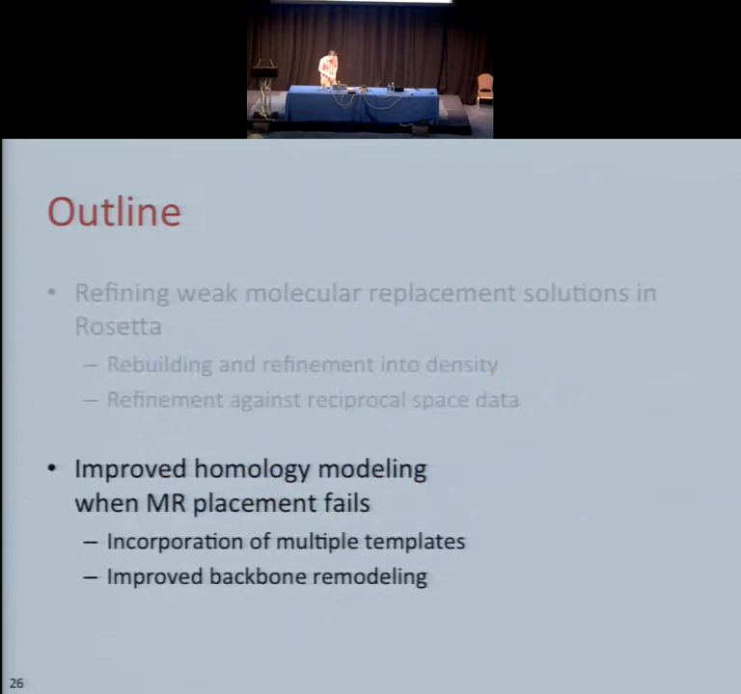Okay, and so then the second part of my talk, I'm going to talk about cases where the initial molecular replacement search fails. And so here, I'm going to talk about ways that we've improved homology modeling in Rosetta, so that we may be able to better place models than by using the template structures alone. And the basic new things in Rosetta are that we've managed to incorporate multiple templates when building a single model, as well as improved methods for backbone remodeling.